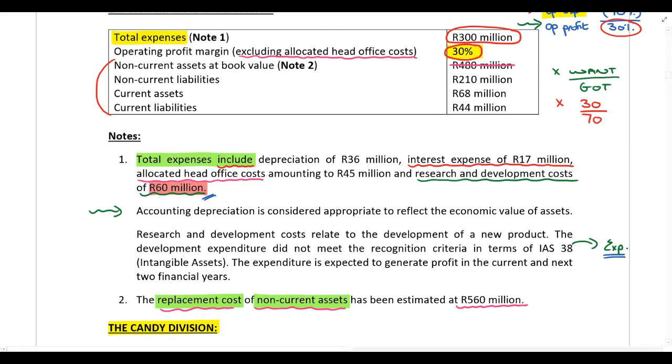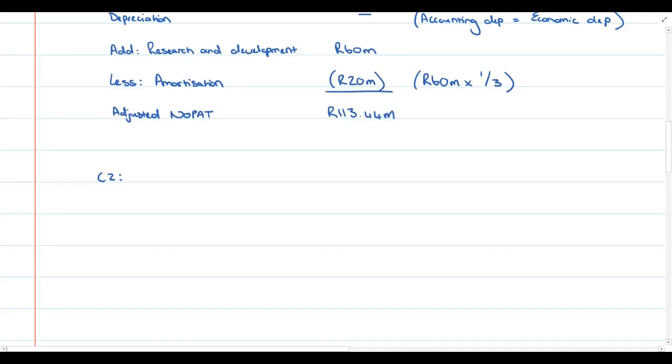We then have non-current liabilities. Non-current liabilities are not included in the calculation. We need to add current assets so that we get total assets. We want total assets. So we take non-current assets plus current assets, and we then need to deduct the current liabilities. So we'll take both of those amounts over there into account in our calculation. All right, so non-current assets at the replacement value of 560 million rand.